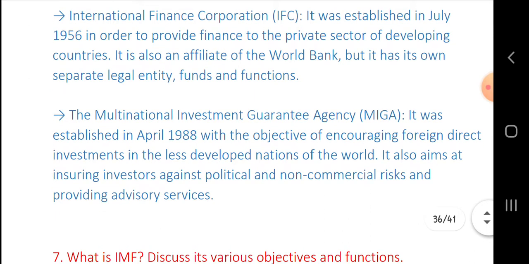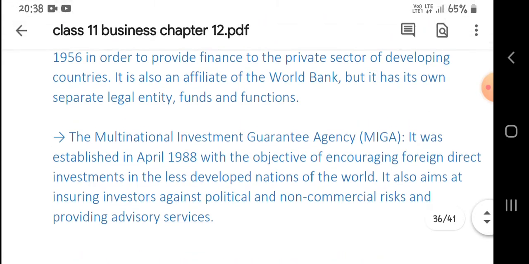And the International Finance Corporation, IFC, was established in July 1956 in order to provide finance to the private sector of developing countries. And the Multilateral Investment Guarantee Agency, MIGA, was established in April 1988 with the objective of encouraging foreign direct investment in the less developed nations of the world. It also aims at insuring investors against political and non-commercial risk.